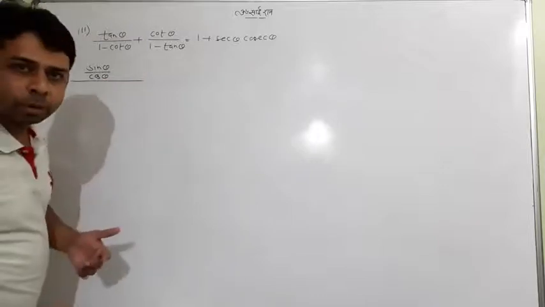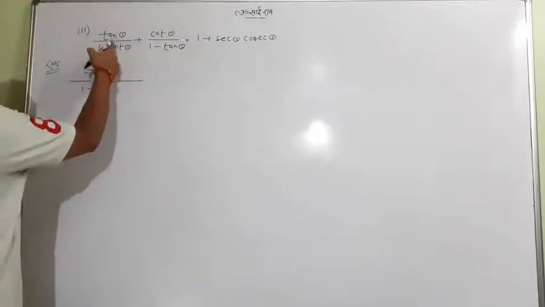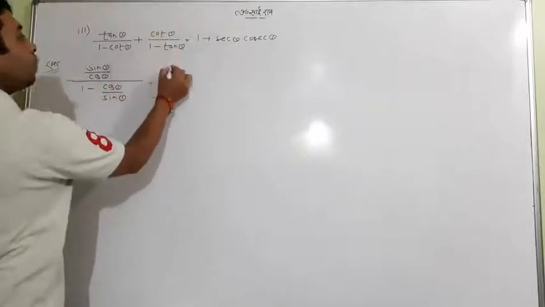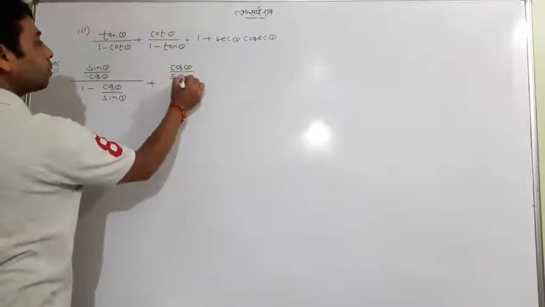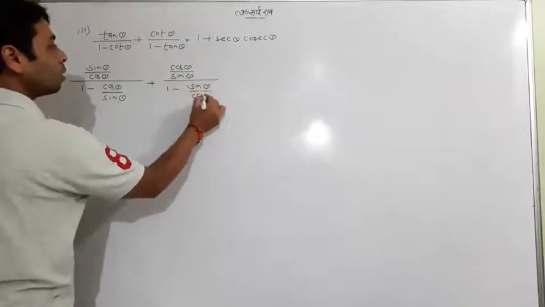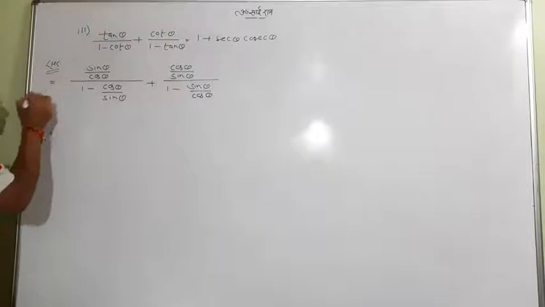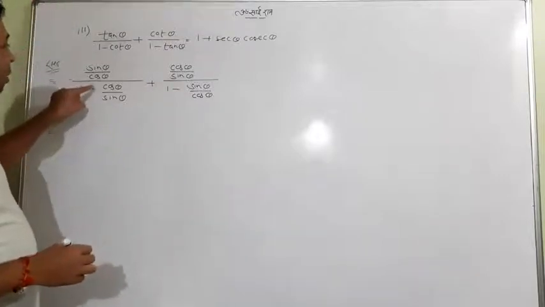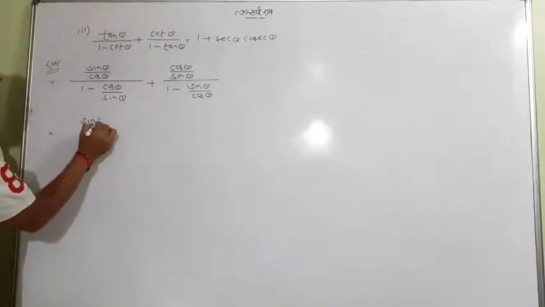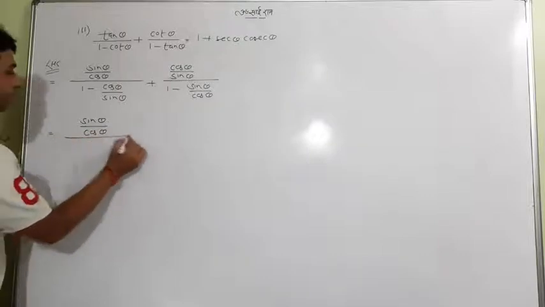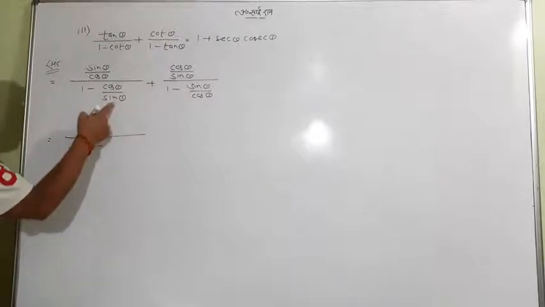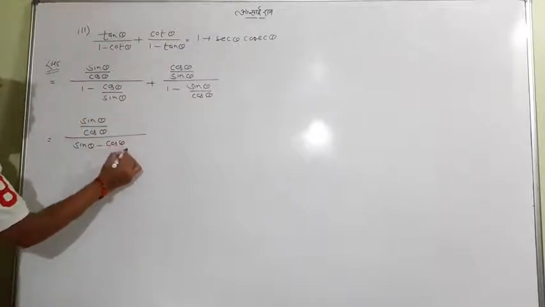Because tan is equal to sine by cos. In 1 minus cot, cot is the reciprocal of tan, in the sense cos by sine. Same, cot will be written as cos by sine, and 1 minus tan will be written as sine by cos. Now we have written the term in the form of sine and cos. Now see the denominator, it has a minus sign, so we take an LCM. So how do we take the LCM? Sine theta upon cos theta stays the same, and in this term sine theta minus cos theta upon sine theta.